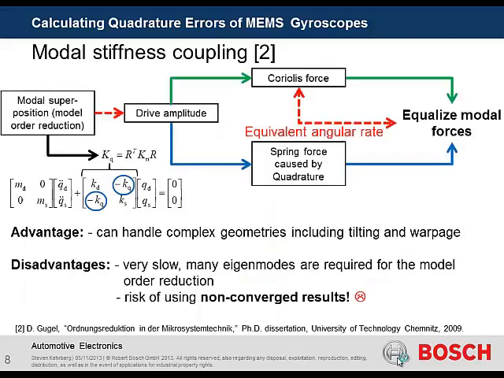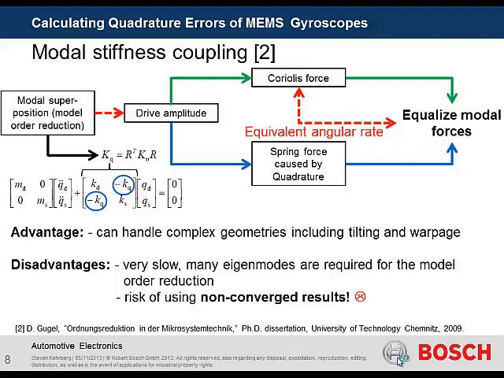And now we can use this correlation matrix called R to modify our stiffness matrix in the equation of motion of the system. And thereby we get a modified stiffness matrix that includes the stiffness from the quadrature effects. So what we see here is the equation of motion for the system consisting of drive mode and sense mode. And here in the spring stiffness matrix, we have these secondary matrix elements.